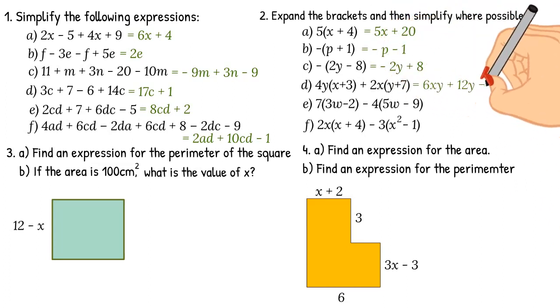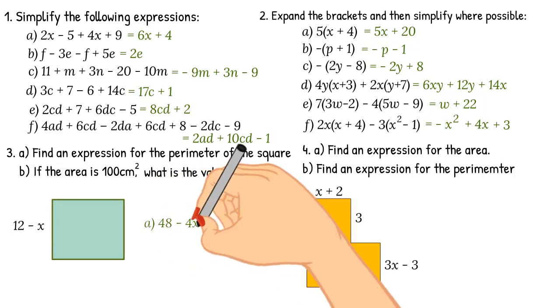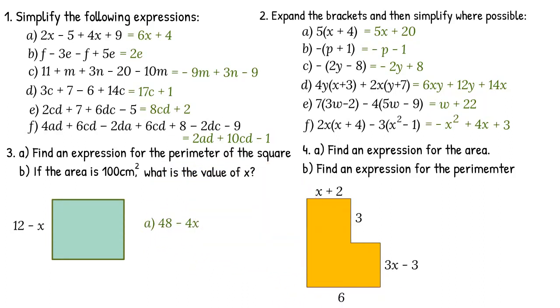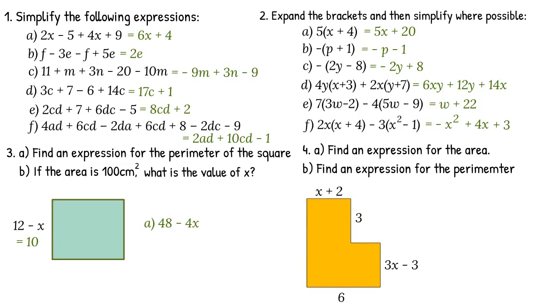So question number 3, we want to find an expression for the perimeter. Well, that's a simple case of doing 4 multiplied by 12 minus x. Expand those brackets and you get 48 minus 4x. If we know the area of the square is 100, then a side has got to equal 10 because 10 times 10 makes 100. So if 12 minus x equals 10, then x has got to be 2.